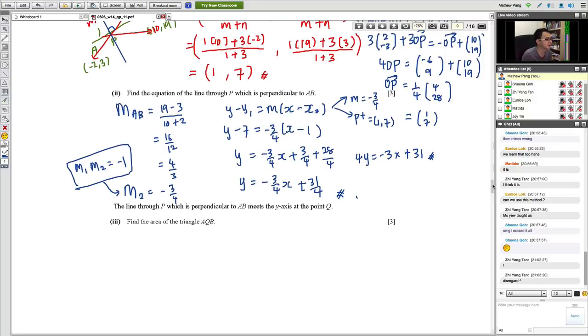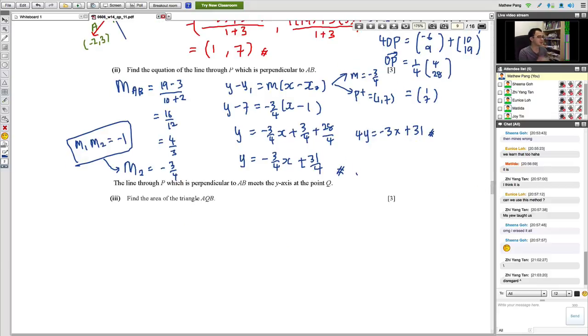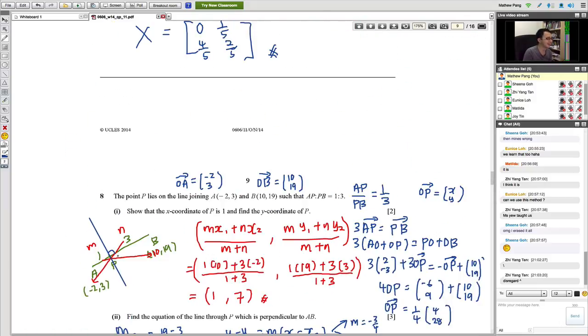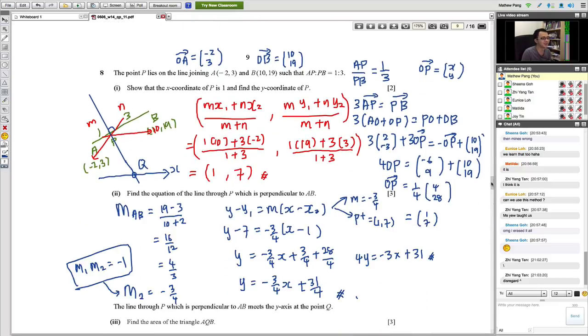Okay, so for the third part, the line through P which is perpendicular to AB will meet the y-axis at the point Q. So you just need to understand this line. Eventually it will continue to move. Eventually it will meet the x-axis, and this point we call Q. Okay, so if you get the idea, this line through P which is perpendicular to AB will meet the, not the x-axis, I mean the y-axis. Okay, my bad. This is not Q.